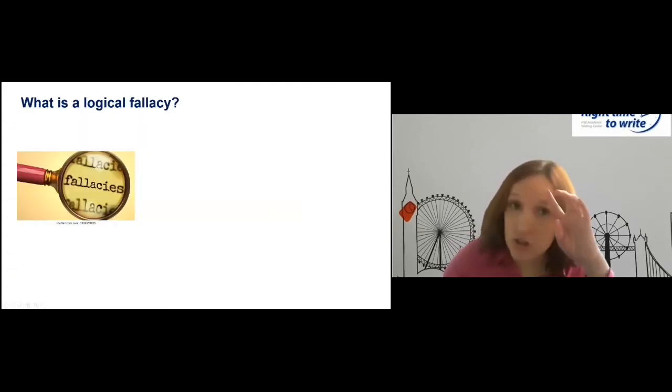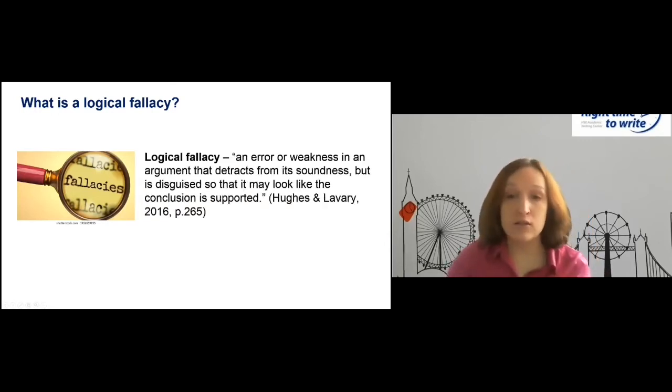So what is a logical fallacy? I'm just going to provide you with one definition. Of course, there are, again, several possible definitions, and this definition comes from one of the sources that I have been using. An error or weakness in an argument that detracts from its soundness, but is disguised so that it may look like the conclusion is supported. This is what is so tricky about logical fallacies, and we'll mention it a bit later, the treacherous nature of logical fallacies. And it always lies in the false reasoning when the conclusion doesn't follow from the premise.